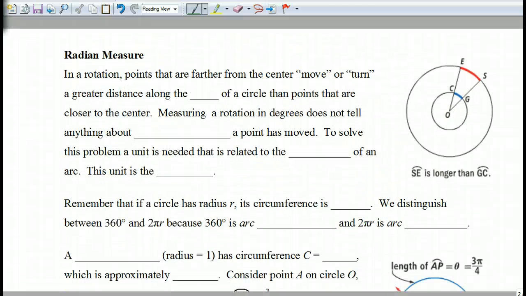Okay, radian measure. You're going to want to turn the page. In a rotation, points that are farther from the center move or turn at a greater distance along the arc of the circle than points that are closer to the center.